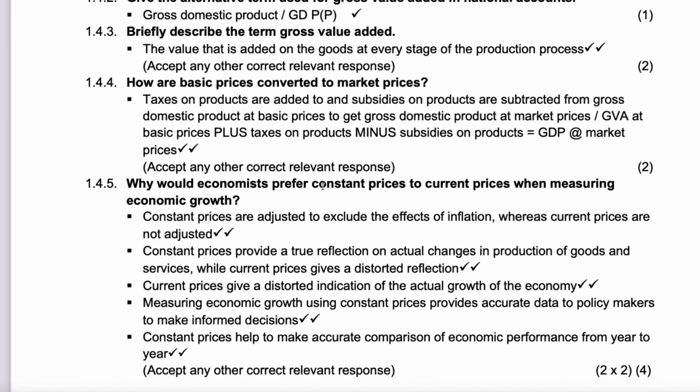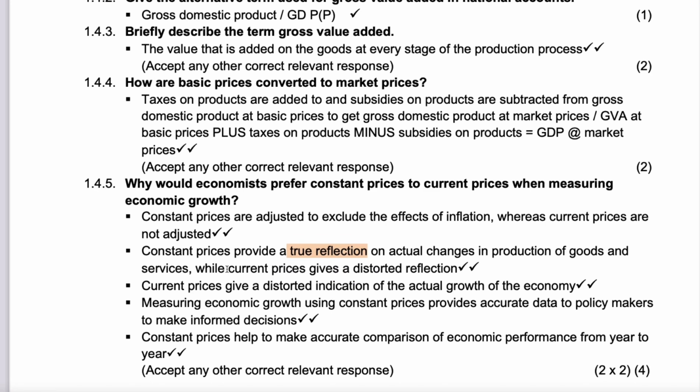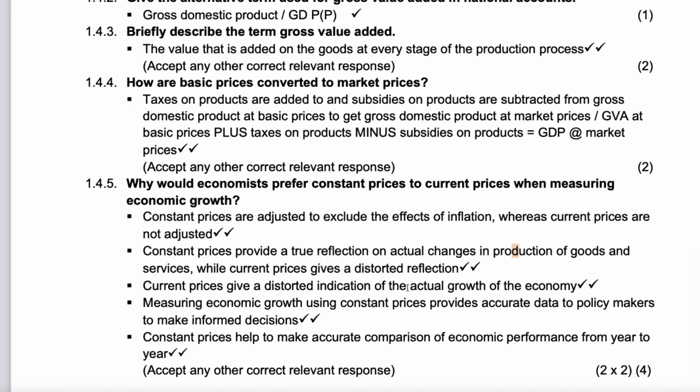Then the last one, why would economists prefer? Yes, that's what we said. Constant prices are adjusted to exclude the effect of inflation, whereas current prices are not adjusted. So constant prices provide a true reflection. This is key. I kept saying current prices give us the wrong impression, which is true. And here they are using the words distorted indication. So they give us a wrong impression, like it's not really what happened.